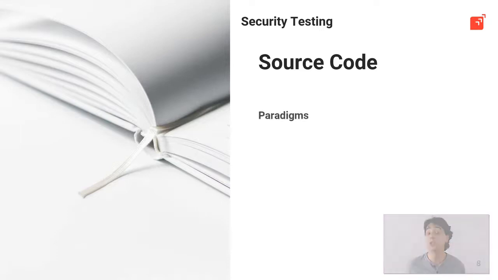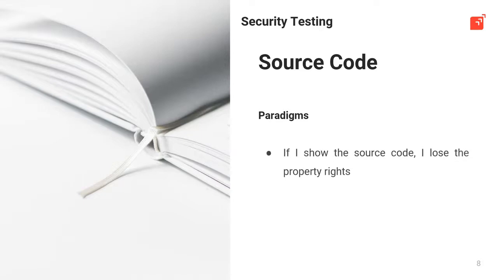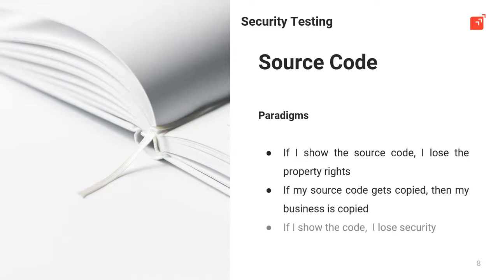Several paradigms are surrounding the source code that we want to discuss. First, if I show the code, I lose property rights. Second, if my code is copied, then my business is copied. And third, if I show the code, security is lost. All human beings need to generate trust to develop their lives, and the red team is no exception. Confidence must exist between the organization and its red team. Then show it the code. One, you don't lose the property rights over your creation.